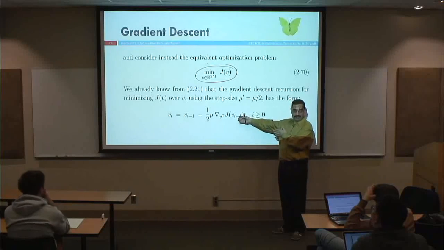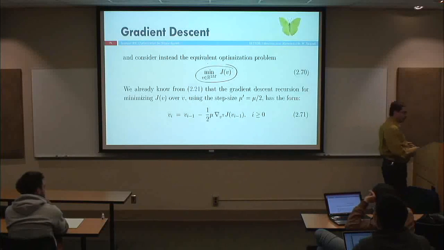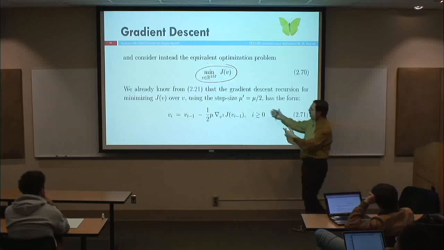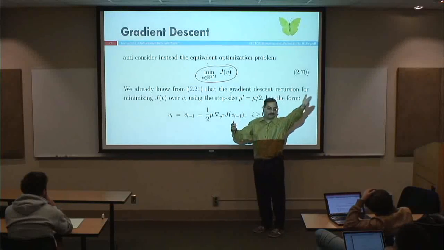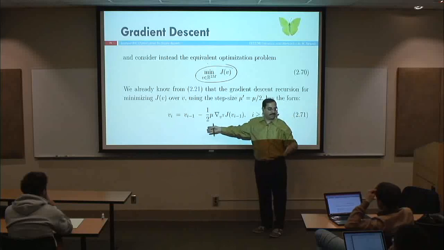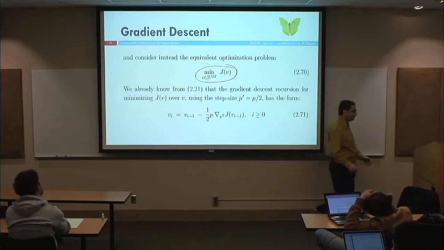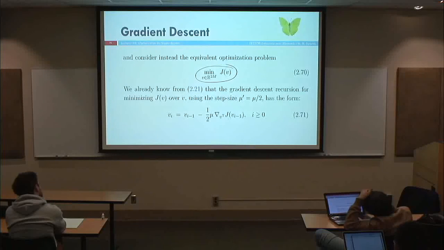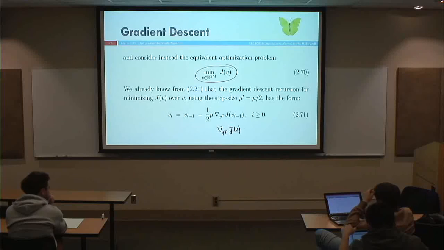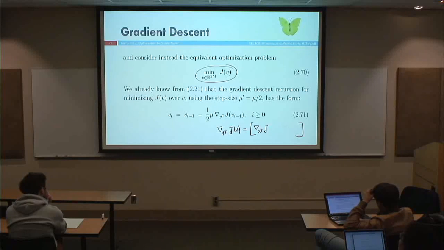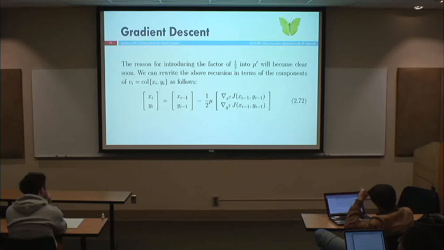Fine, I could use this algorithm, okay? As long as 1/2 mu, which is the mu prime I'm using here, is bounded by the bounds we derived before, this algorithm will converge to the minimum V0. Now remember that the gradient relative to V of J, V has X and Y. So it will be the gradient relative to X transpose of J, and the gradient relative to Y transpose of J. Okay.